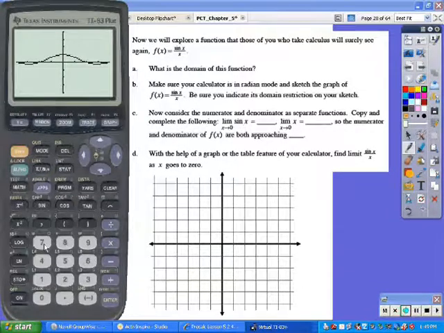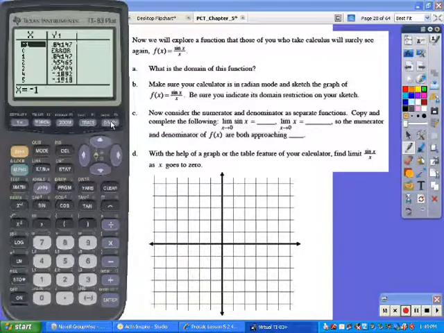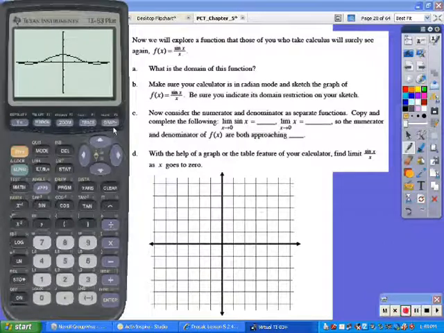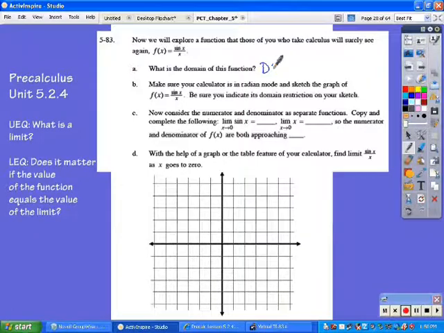And it appears as though the domain is continuous. Not so fast. Let's go to our table. And in our table, something should jump out at us right away, and that is the fact that we have an error at 0, because x cannot be 0, because you cannot divide by 0. So what is the domain of this function? The domain of this function should be all real numbers not equal to 0. Everything else should work. Make sure your calculator is in radian mode and sketch the graph. Be sure to indicate its domain restriction on your sketch.